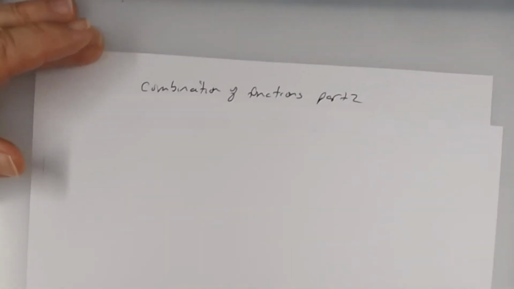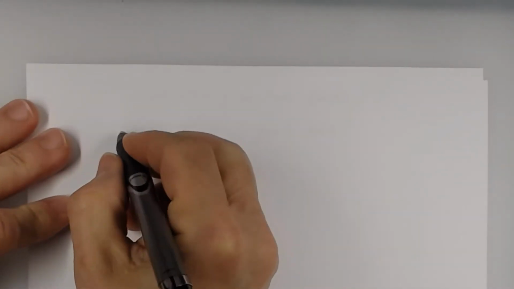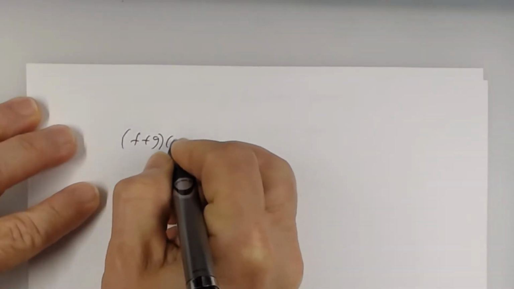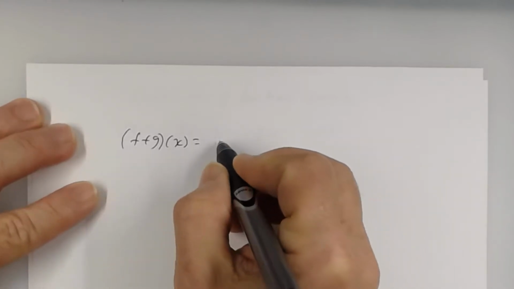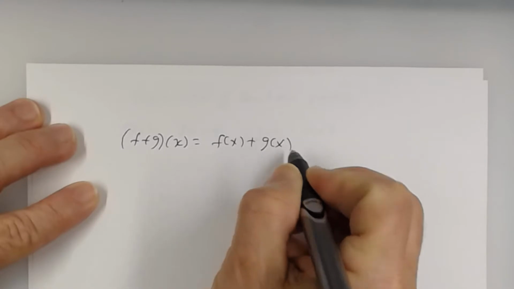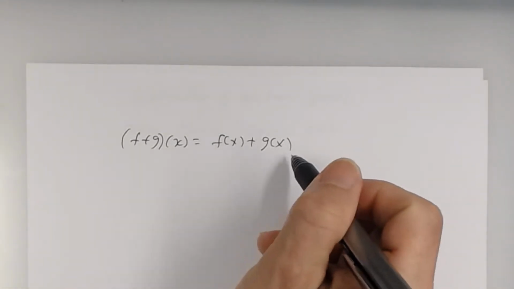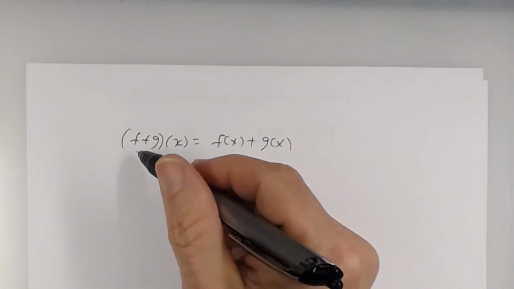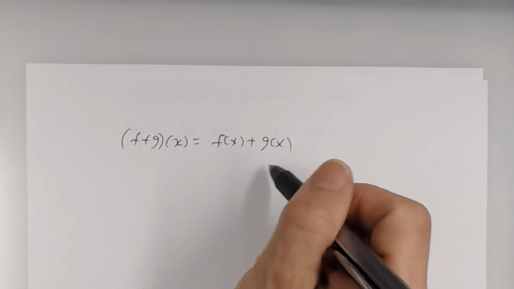For example, you have to know that if you have f plus g evaluated at x, that's the same thing as what? F of x plus g of x. And you also know that addition is commutative. So g plus f at x would be the same thing.